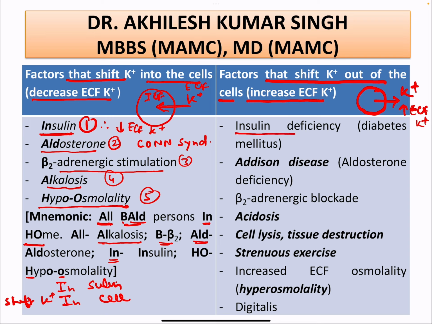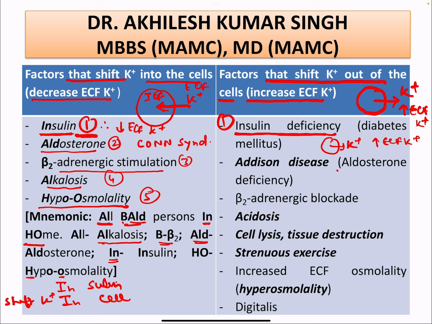So first is the insulin deficiency. Just compare from the previous one. Insulin will shift potassium into the cell, and insulin deficiency will shift the potassium out of the cell. So this will lead to increase in the ECF potassium.